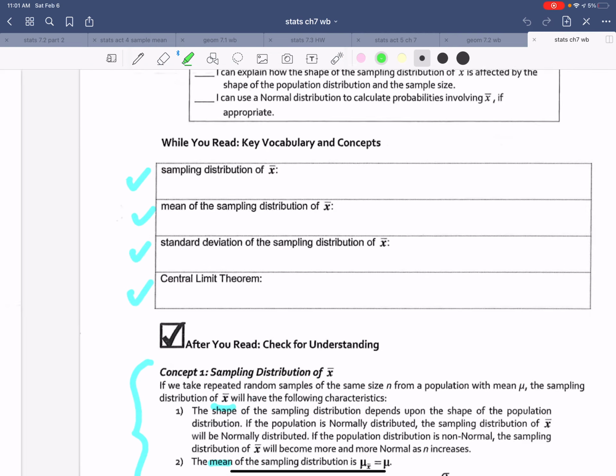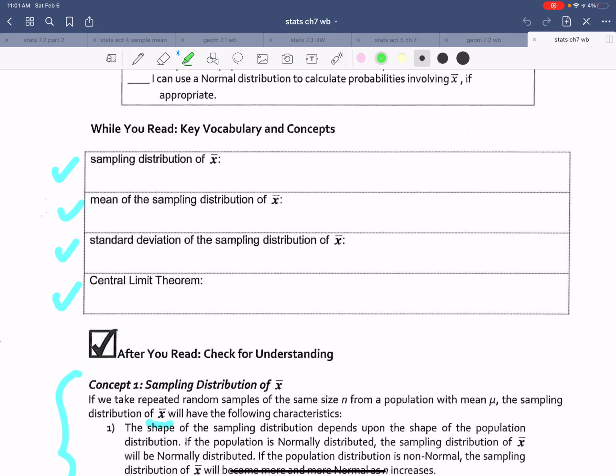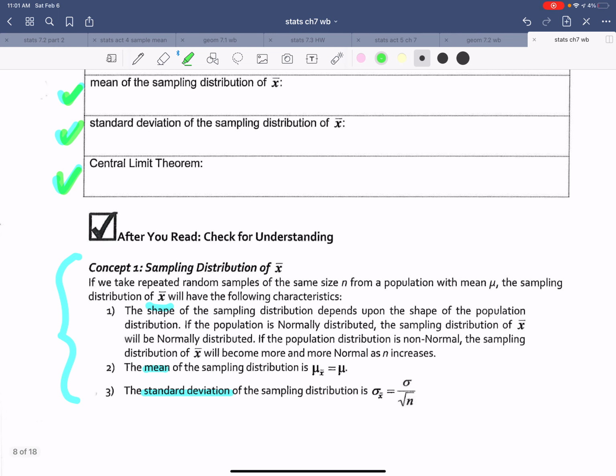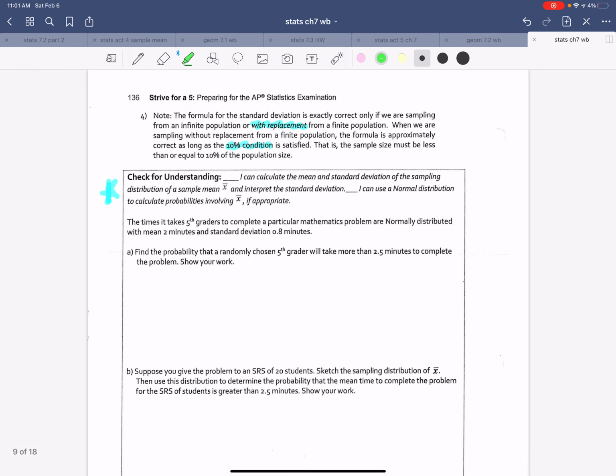Okay, so using your card, make sure you look up your definitions of each of these on your flashcards and read through this and try to answer these questions without me, and make sure that you double check your answers here.